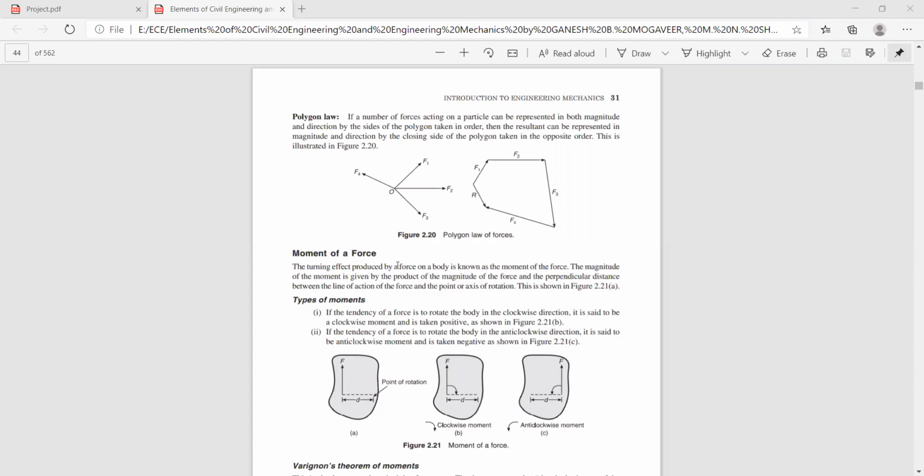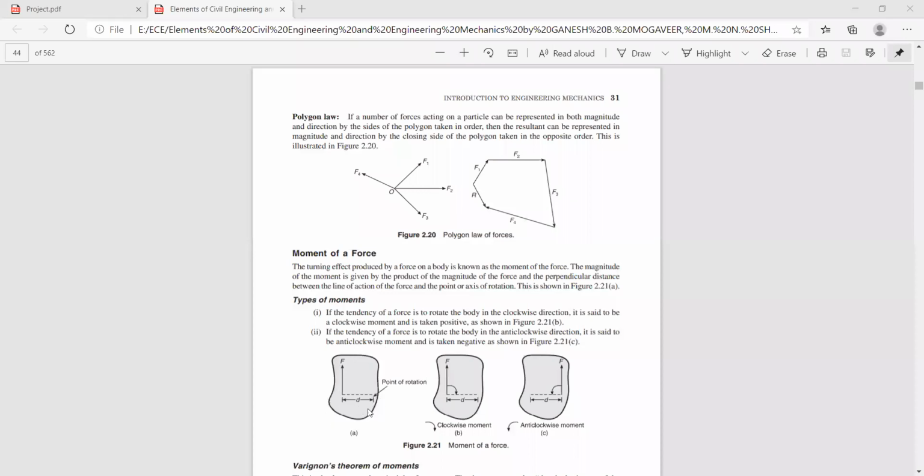So moment is basically created by a force. When a force acts on a body, it produces a turning effect, which is called moment. Moment is also a vector quantity. So you need to calculate both the magnitude as well as the direction of the moment, whether the moment is producing a clockwise movement or an anti-clockwise movement. That can be better understood by looking at this figure.